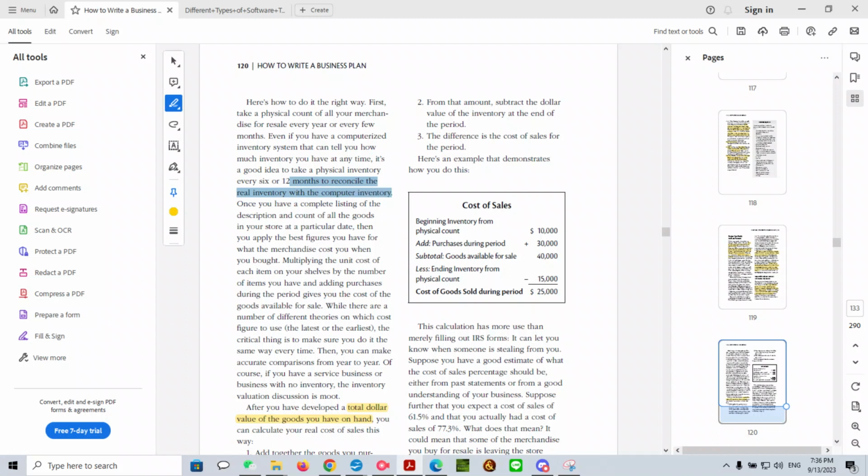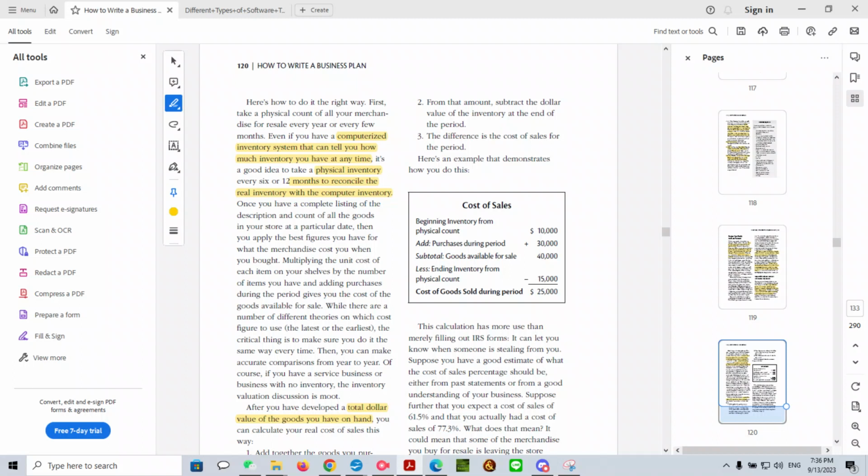Okay, first we need to have 12 months to reconcile the real inventory, which we put in the computer. A computerized inventory system tells you how much inventory you have at a time. This is if we're dealing with inventory or physical inventory.